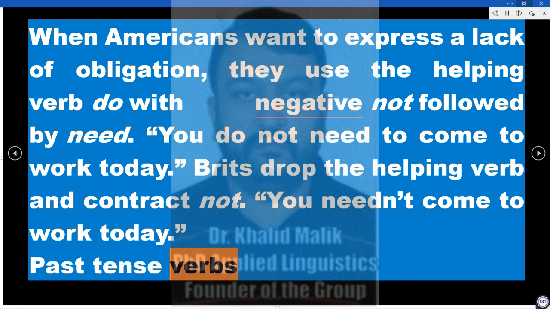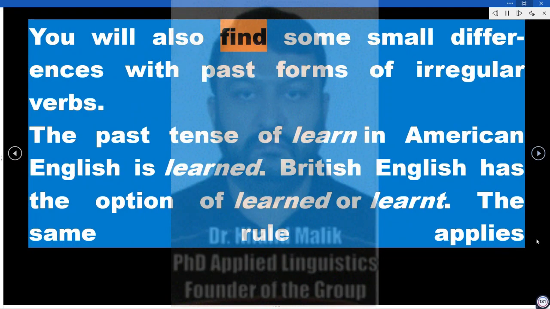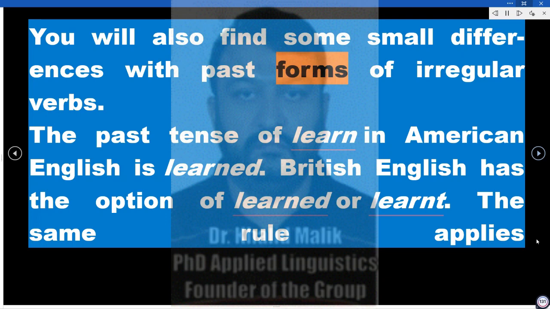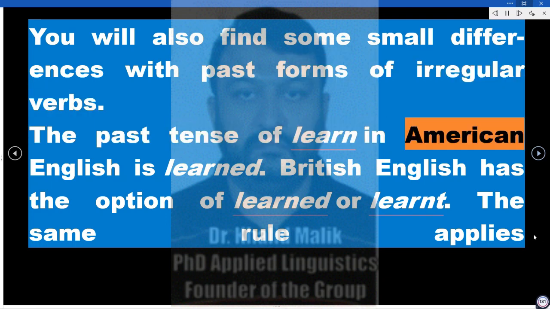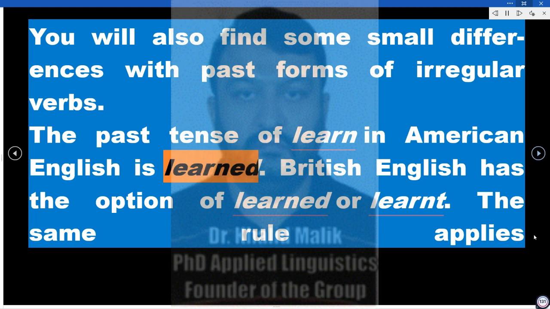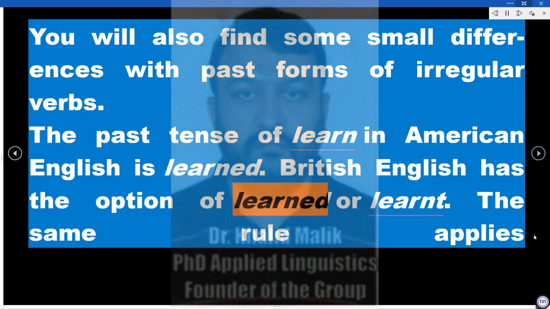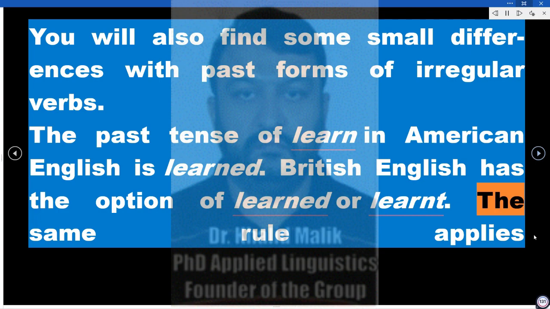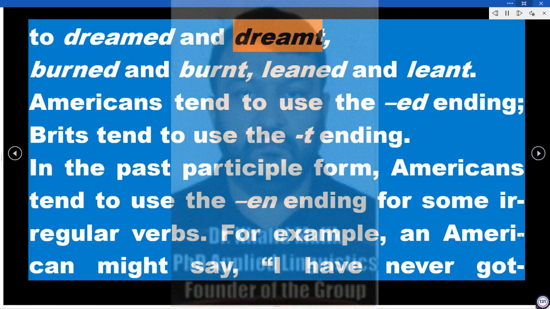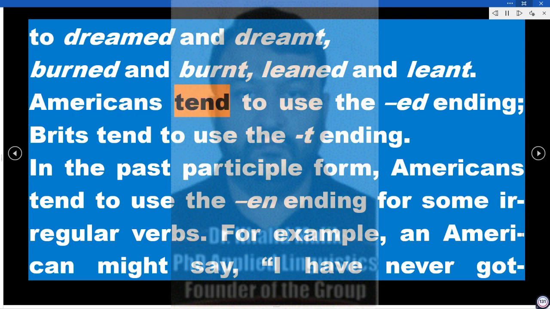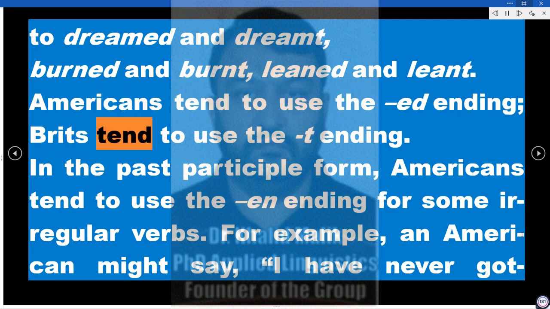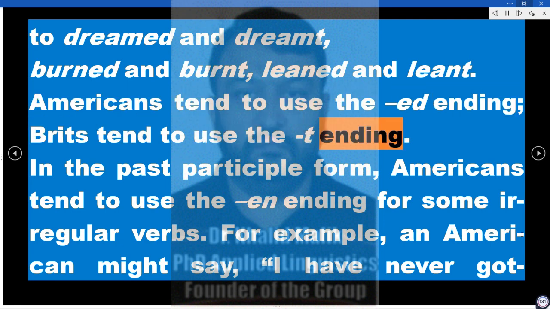Past tense verbs. You will also find some small differences with past forms of irregular verbs. The past tense of learn in American English is learned. British English has the option of learned or learnt. The same rule applies to dreamed and dreamt, burned and burnt, leaned and leant. Americans tend to use the ed ending, Brits tend to use the t ending.